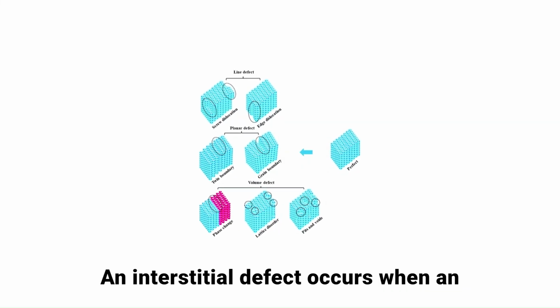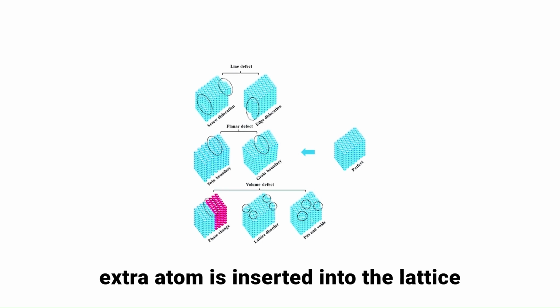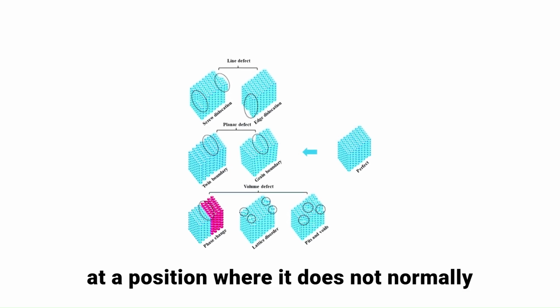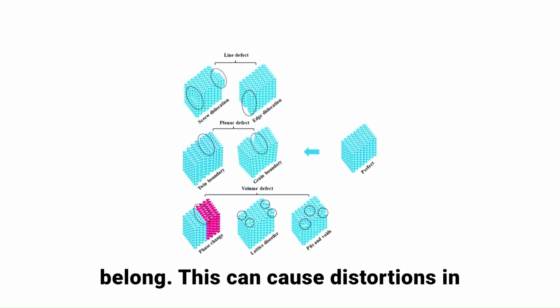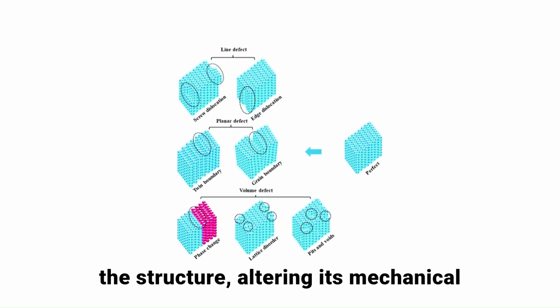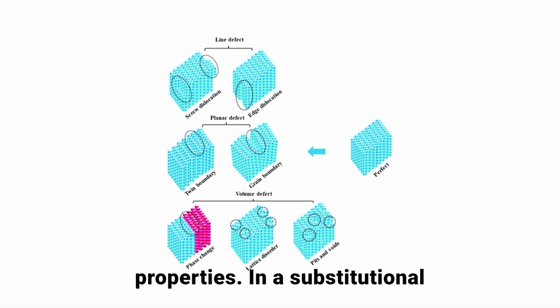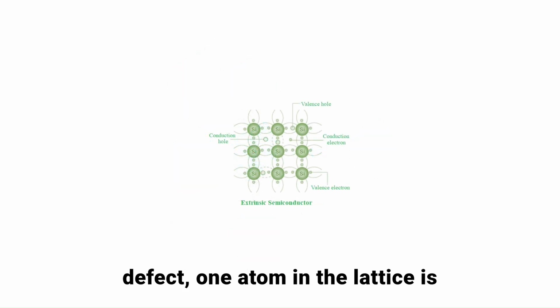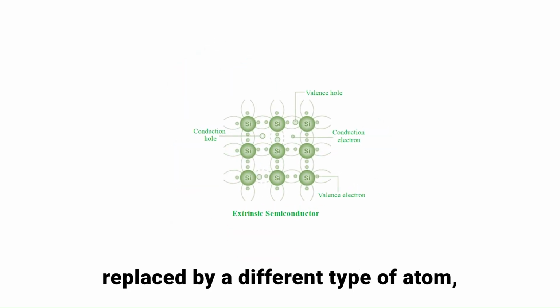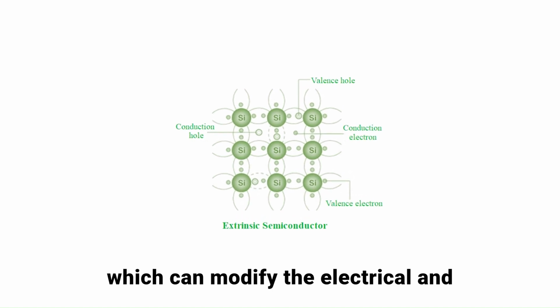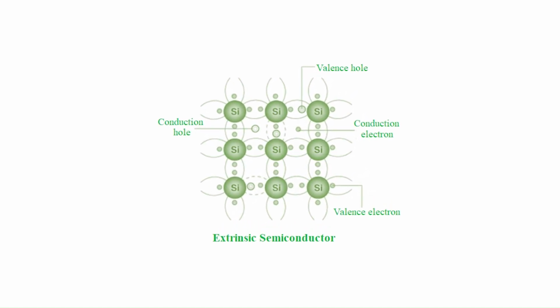An interstitial defect occurs when an extra atom is inserted into the lattice at a position where it does not normally belong. This can cause distortions in the structure, altering its mechanical properties. In a substitutional defect, one atom in the lattice is replaced by a different type of atom, which can modify the electrical and optical behavior of the material.